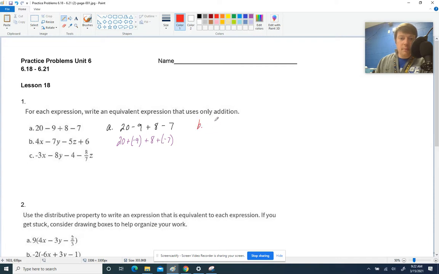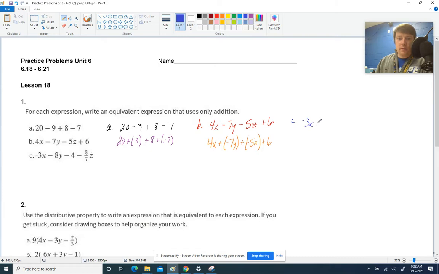Let's do part B. 4x minus 7y minus 5z plus 6 could be rewritten as adding the opposites. Instead of a minus 7y, we think of this as adding a negative 7y. Instead of a take away 5z, we think of it as adding a negative 5z. And then the 6 doesn't change because it's still added.